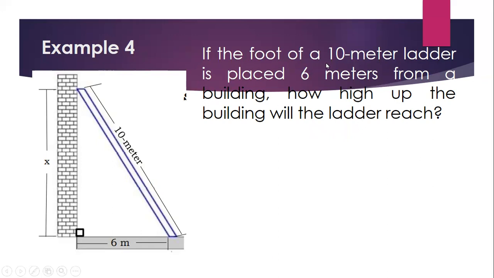If the foot of a 10-meter ladder is placed 6 meters from a building, how high up the building will the ladder reach? So this is the ladder. So ang ladder ay 10 meters. And it is placed from a building in 6 meters. Okay. So meron tayong given na hypotenuse at meron tayong given na isang leg. So yung nawawalang side is yung isa pang leg.